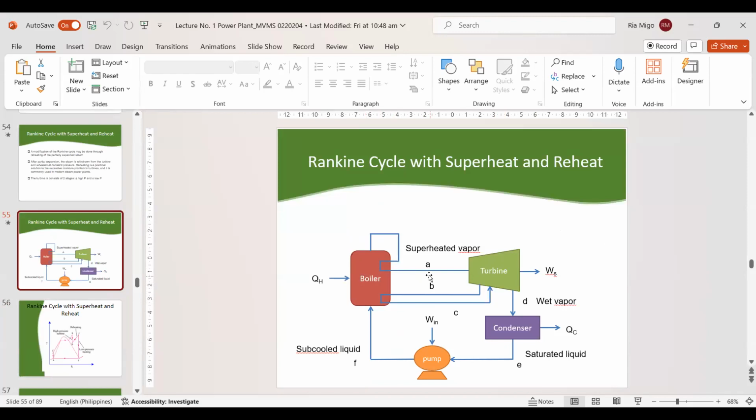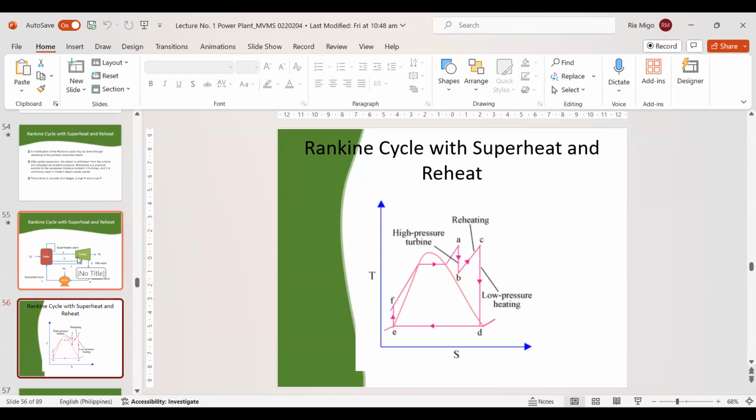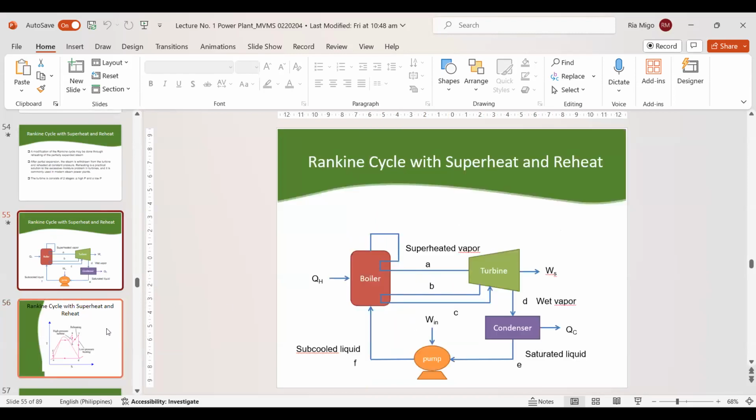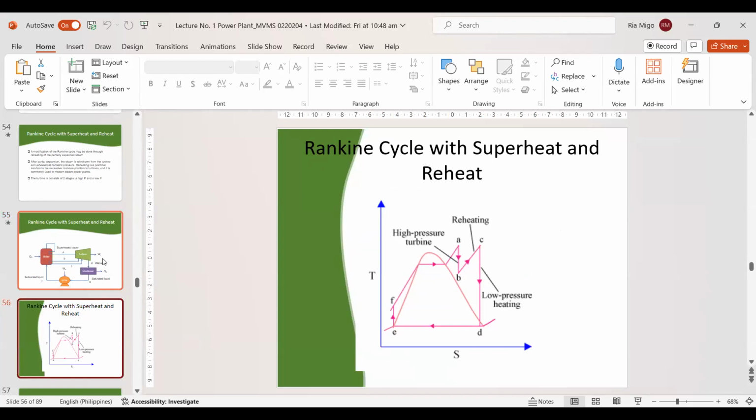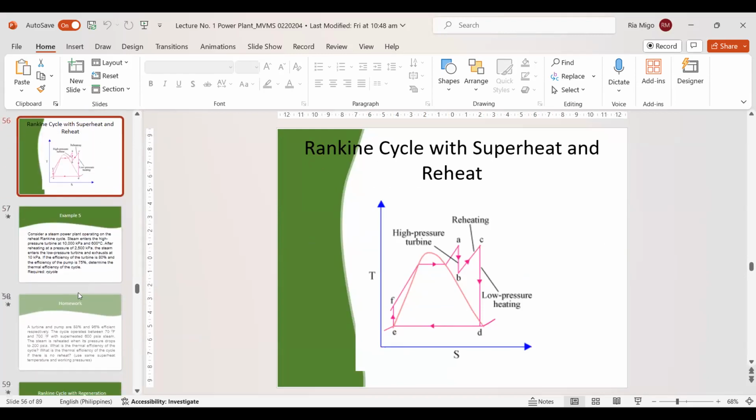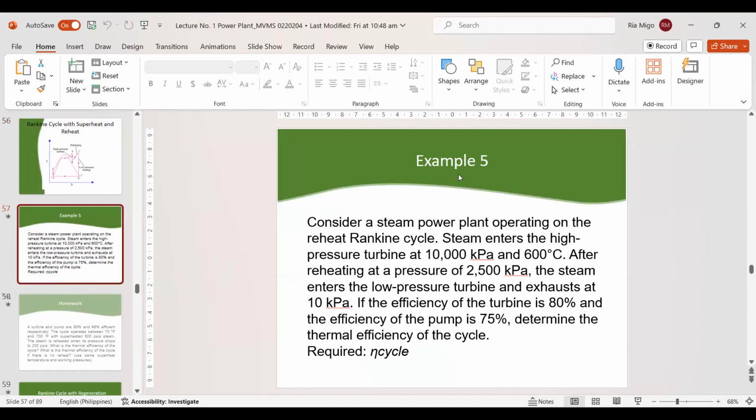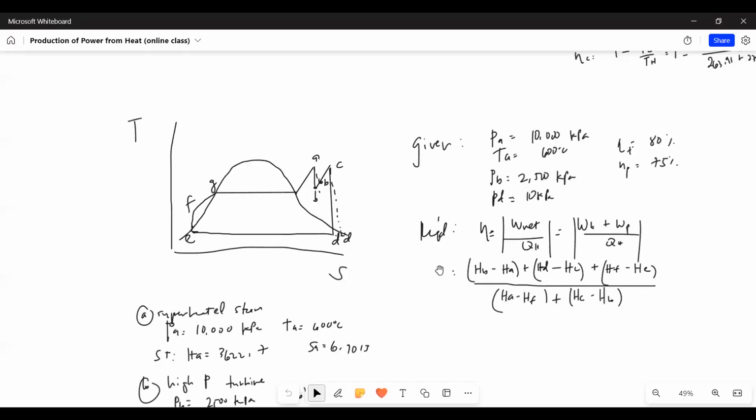And then label the points, inlet and outlet for each of the devices. Label them according to your label on the TS diagram, just like this example. The labels actually match, and that may help you solve the problem better or easier. Okay, let's go back to the problem.